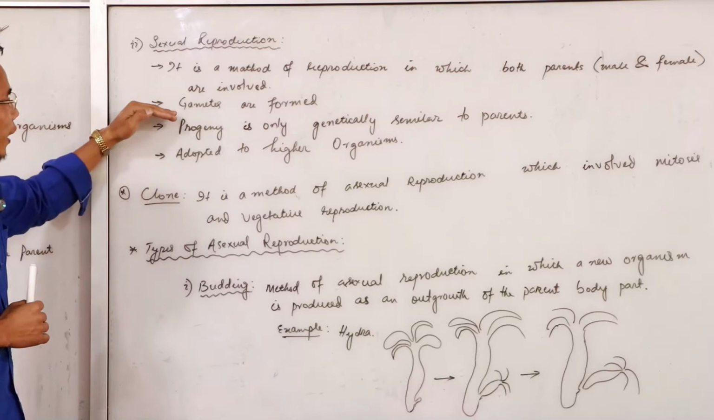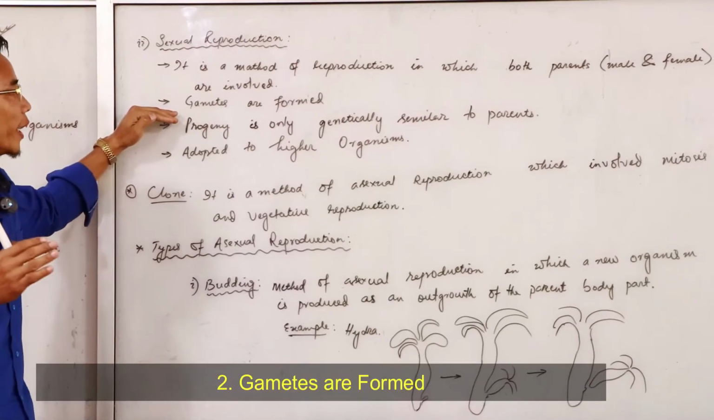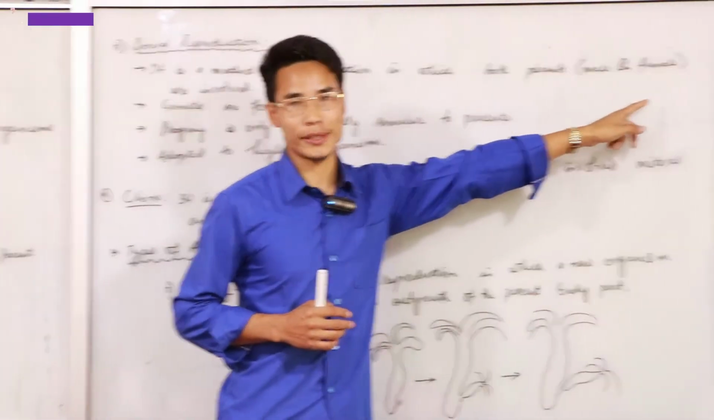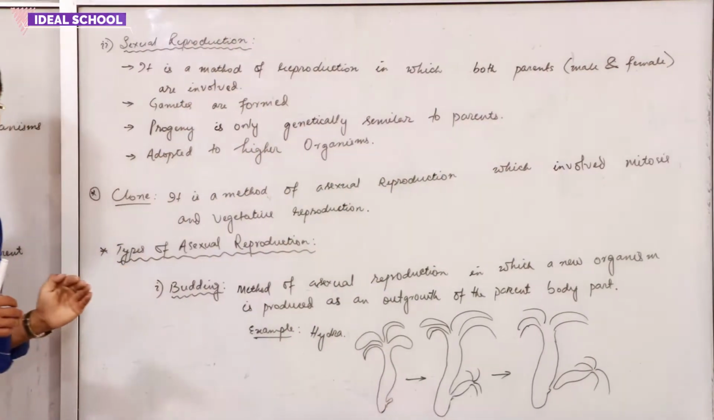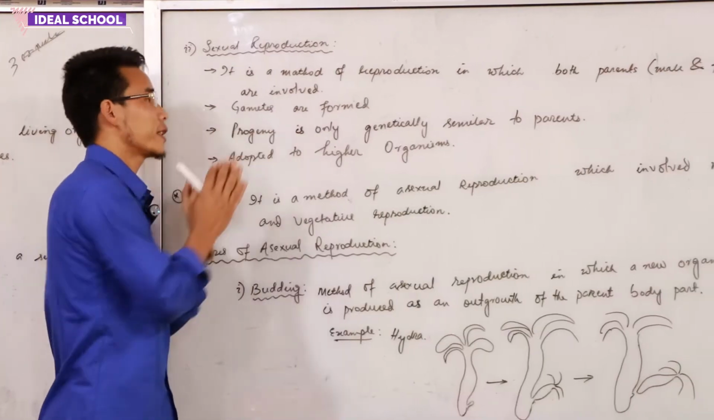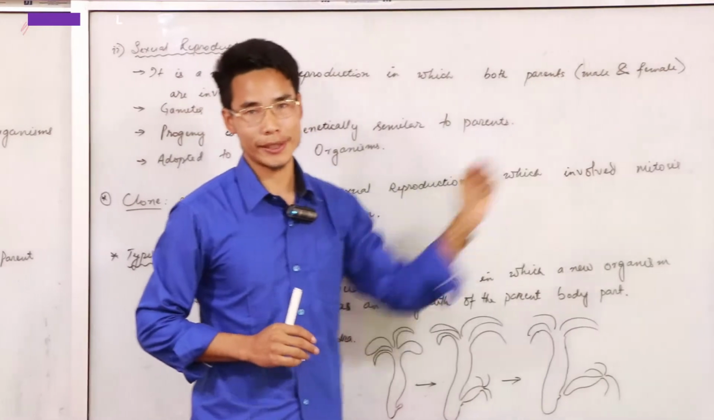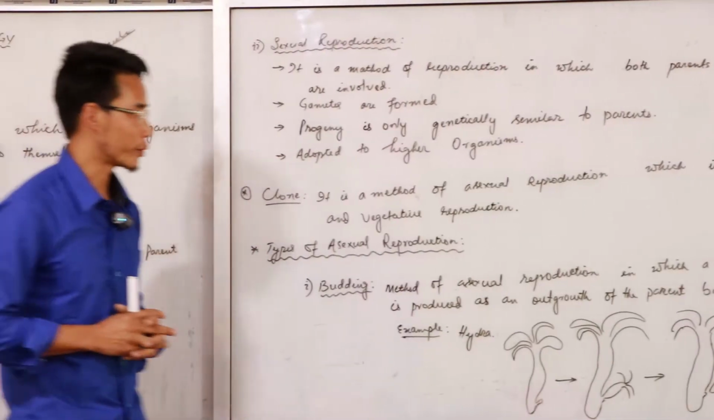And in sexual reproduction, gametes are formed. Why are gametes formed in sexual reproduction? Because it involves male and female. Male and female are both involved in sexual reproduction. A single parent alone is not involved in sexual reproduction. It requires both male and female. Without these two, no new organisms are reproduced.